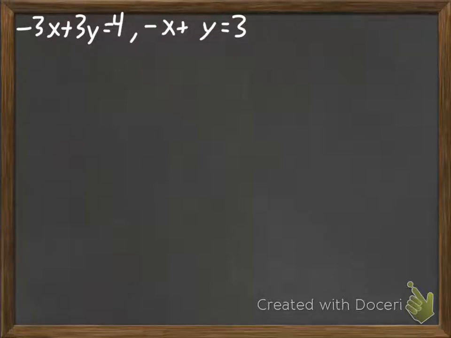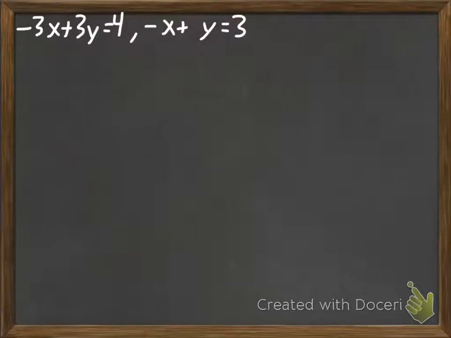We're going to try to solve this special system. We have negative 3x plus 3y equals 4 and negative x plus y equals 3. Now you could do substitution or elimination here. It doesn't really matter, but I'm going to do substitution because this y is all by itself. It's got no number with it, which means I can solve for it pretty easily.